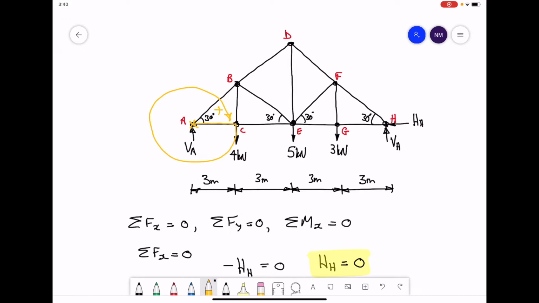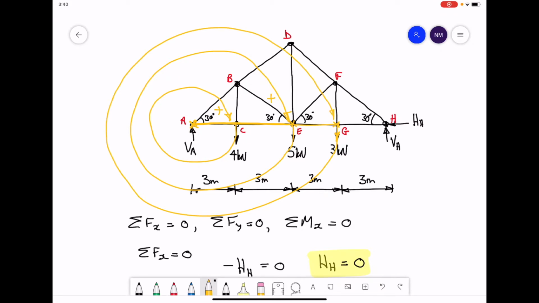Do the same for the 5 kilonewtons. Again, holding your piece of string, how would the 5 kilonewtons want to rotate around point A? It would want to rotate in a clockwise manner, a clockwise moment. 3 kilonewtons, holding the piece of string again at point A, would want to turn in a clockwise manner, a clockwise moment.